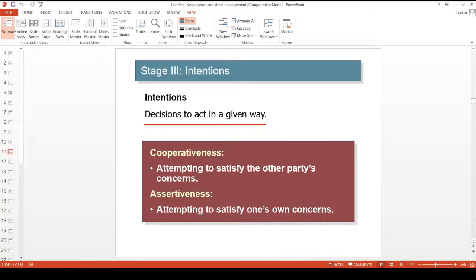Cooperativeness leads to attempting to satisfy the other party's concerns. In this case, we always attempt to satisfy the opposing party's concerns. And the other one is assertiveness. It attempts to satisfy one's own concerns. So both of these approaches can be used by managers. In the case of cooperativeness, they will try to satisfy the other party's concerns. And if they are more assertive in nature, then they will try to satisfy their own concerns first.